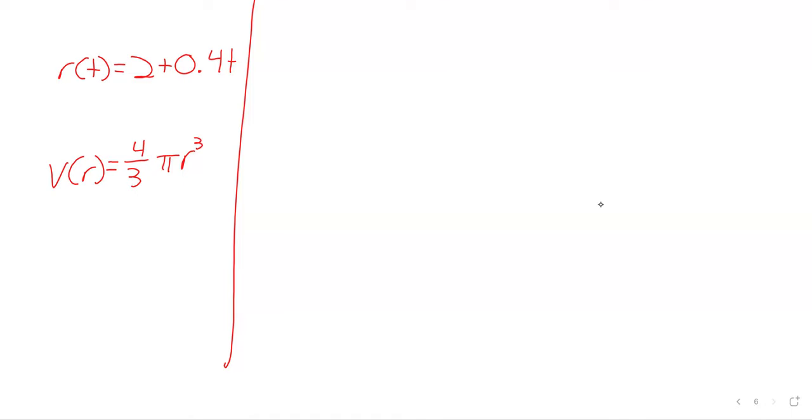And the thing about doing composition is that it's really not special. You evaluate the composition the same way that you'd evaluate any other function. So let me give some examples of what I mean by this. Suppose I want to know what is the volume when the radius is 3 inches.